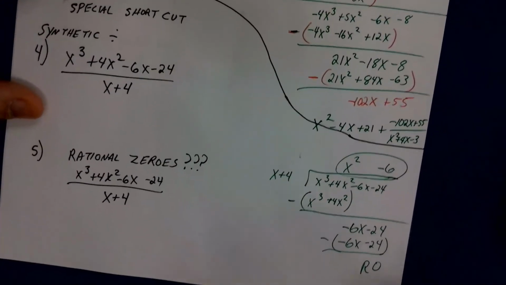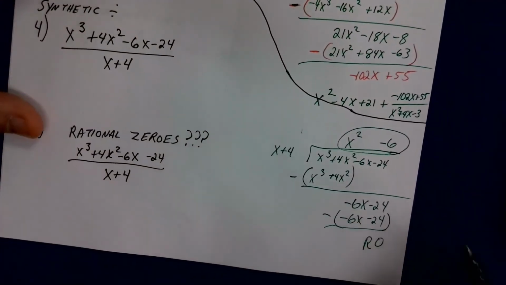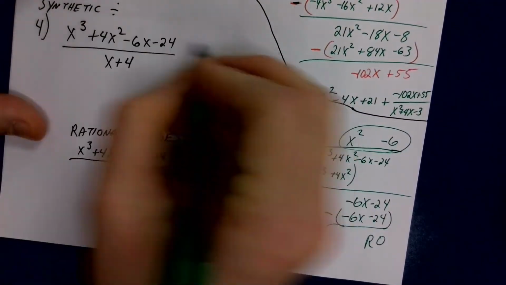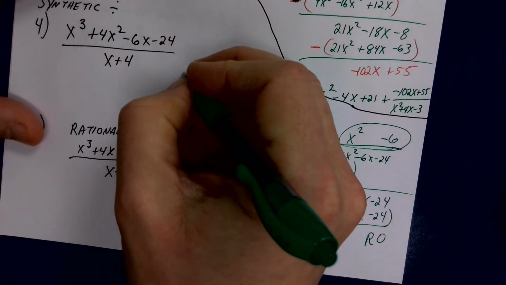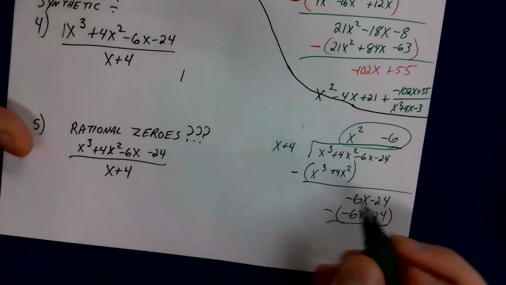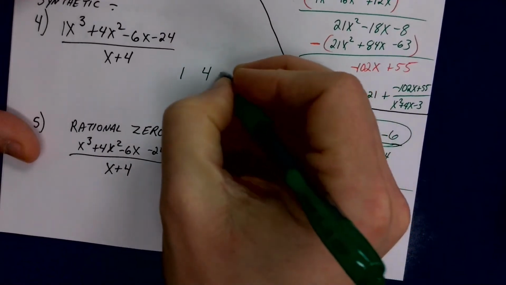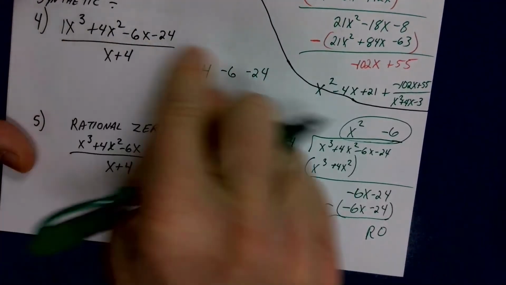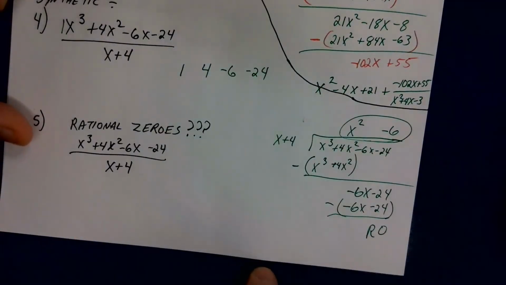Okay, so there's this thing called synthetic division, and it looks just like this. I'm going to put the coefficients of this numerator down just like this. 1 for this, right? That's a 1 in front of there. 4, negative 6, negative 24. That's all you got to do. You got to write down the coefficients of those numbers.